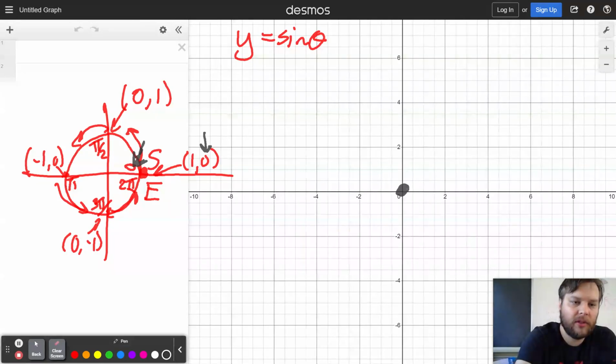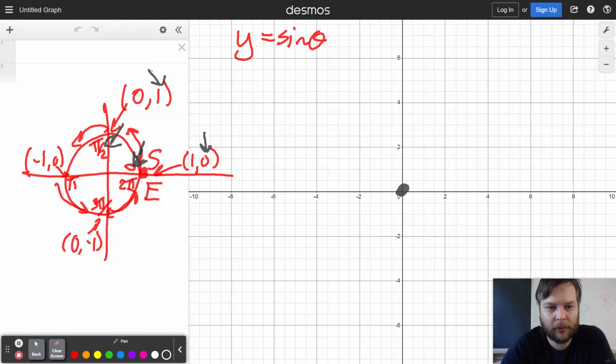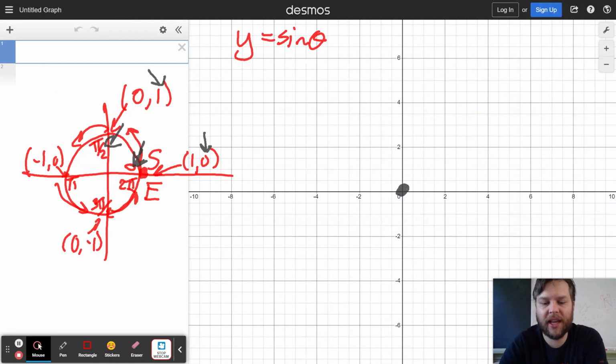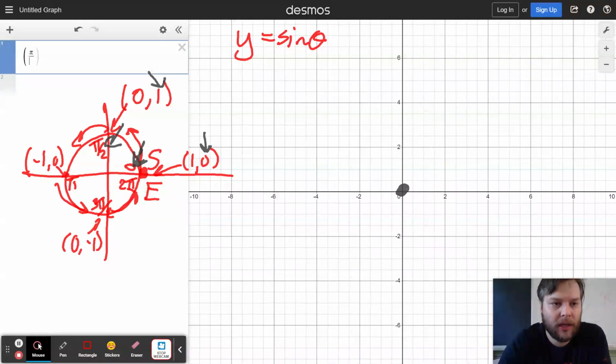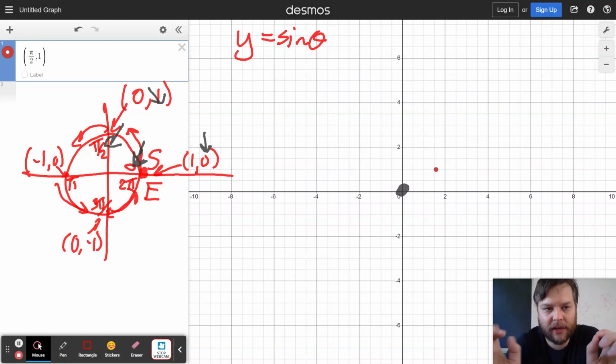When I go to the next angle of pi over 2, my sine value is 1. So at x equals pi over 2, I have a value of 1. I'm going to type that in as a point because I can't estimate pi over 2 extremely accurately. So I know my sine graph is going to go exactly through that point that I just typed in right there, because at the angle of pi over 2, the sine value is 1.